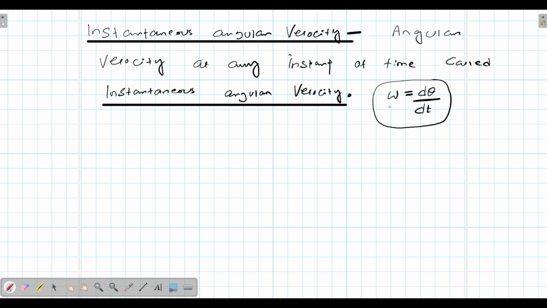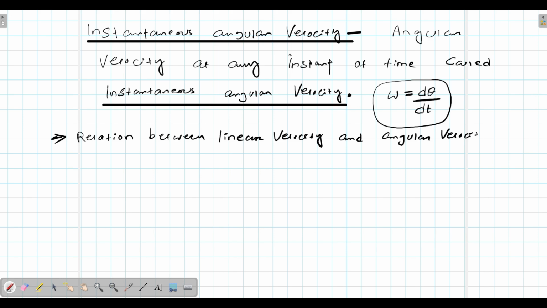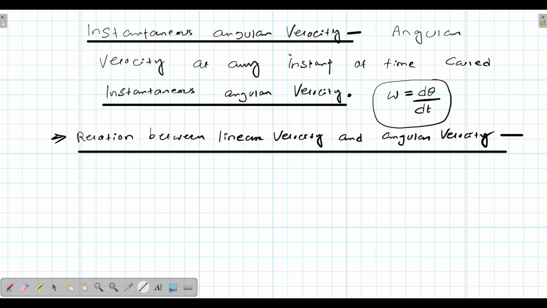Next is the relation between linear velocity and angular velocity.